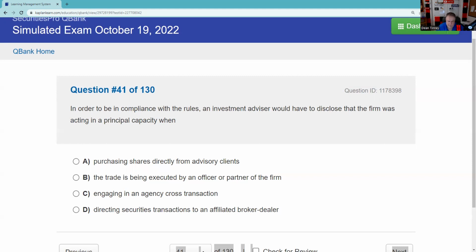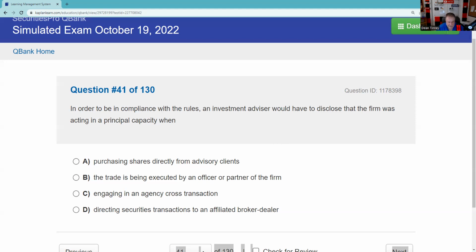So in order to be in compliance with the rules, an investment advisor would have to disclose that the firm was acting in a principal capacity when I'm the other side of the trade, right? So A is I'm the other side of the trade. I'm buying shares out of your account for my own proprietary interests. You know, the idea there is, and the test you got to believe in human gravity, original sin, that I want to give you the lowest price possible, right? It's not about trades done with our officers partners now.